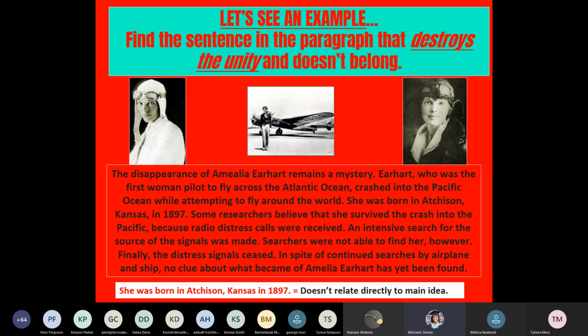Let's see if you guys are correct. Ding, ding, ding. My good students are correct, right? Because who asked where she was? How is that important? It's not. And that is what I want them to understand. This sentence has nothing to do with the paragraph. Nothing to do with the paragraph.